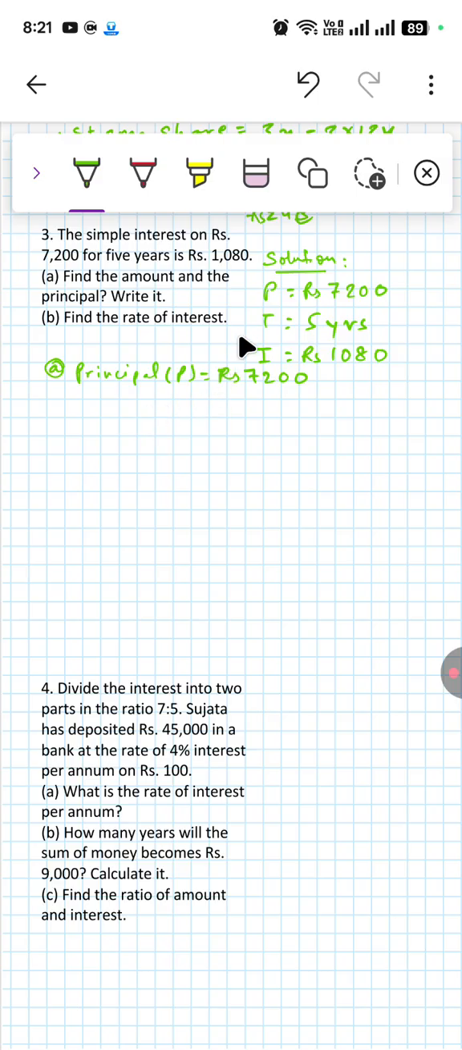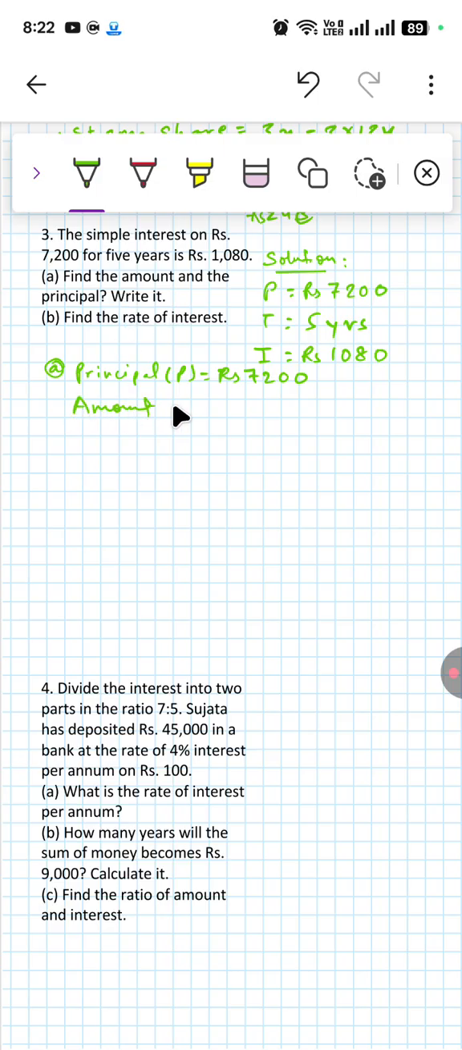So we know, to get this we need to find out the rate first. Without getting the rate we cannot get the amount. We can easily get the amount by adding principal and interest. So let us find out the amount.